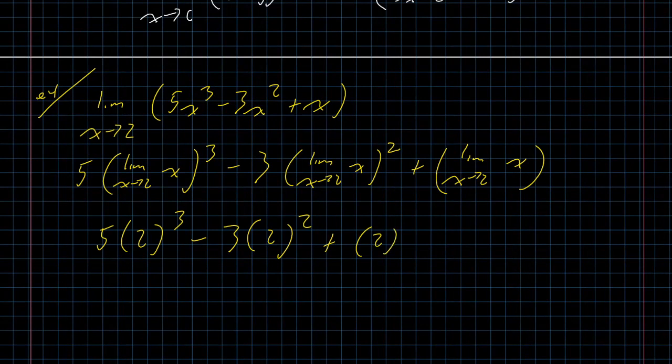Right. 2 cubed is 8, 5 times 8 is 40, 2 squared is 4, 3 times 4 is 12. 40 minus 12 plus 2 is 30.